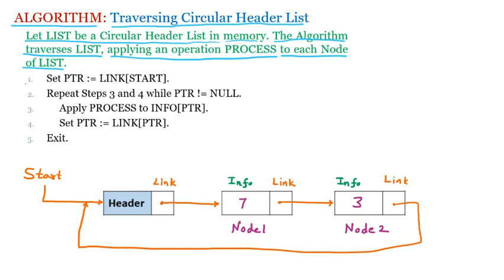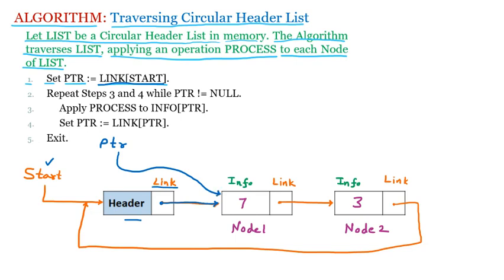First, step 1: set PTR equal to LINK[START]. PTR is a traversal pointer. Now it is pointing to LINK[START]. Where is the start pointing? Start is pointing to the header node, and this is its link part, which is pointing to the next node's address. So PTR is actually pointing to node 1, meaning the address of node 1.